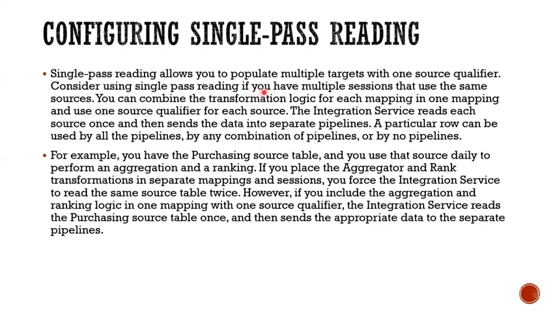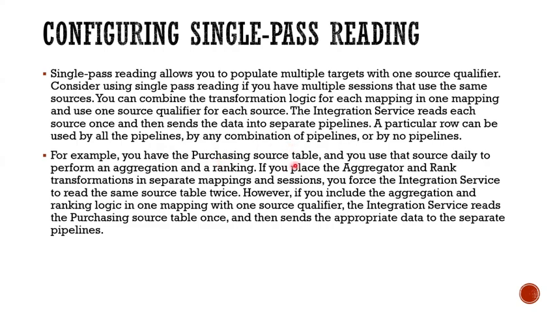Consider using single pass reading if you have multiple sessions that use the same source. You can combine the transformation logic for each mapping in one mapping and use one source qualifier for each source. The integration service reads each source once and then sends the data into separate pipelines. A particular row can be used by any combination of pipelines or no pipeline.